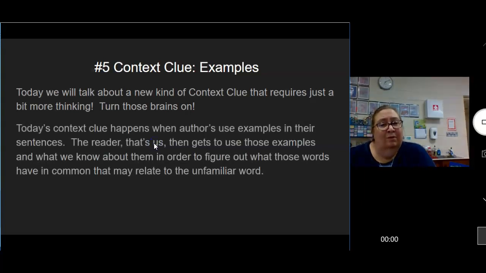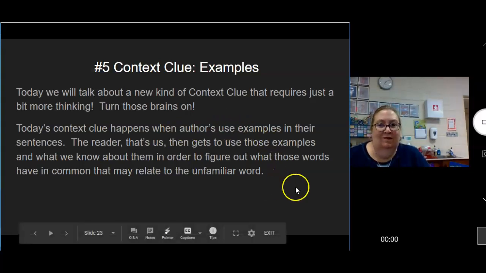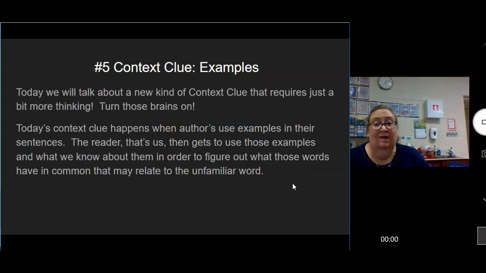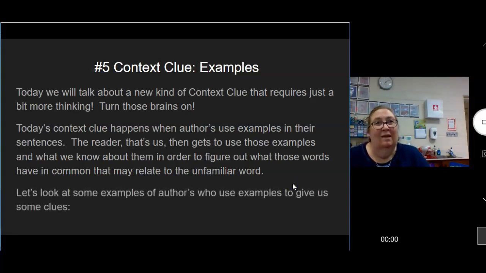So, an author will use examples in their sentences to help you understand a word. Then the reader, that's us, we get to use those examples and what we know about those things that are used as examples to figure out what those words have in common and how they may relate to the unfamiliar word. So that's a lot to understand in that kind of definition.